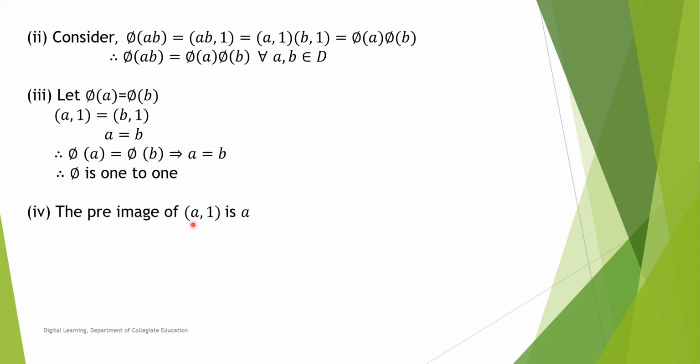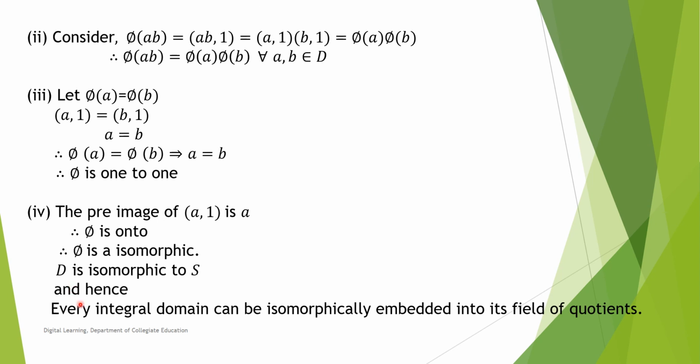The pre-image of (a, 1) is a. By the definition of mapping, we can write the pre-image of (a, 1) is a. That is, phi is onto. All four conditions of isomorphism are satisfied. Therefore, phi is an isomorphic mapping from D to S, and hence every integral domain can be isomorphically embedded into its field of coefficients.